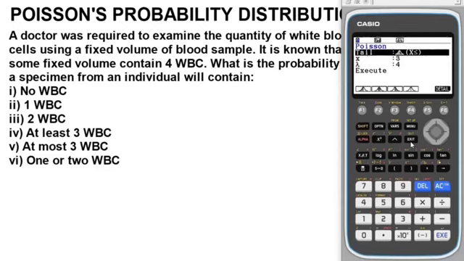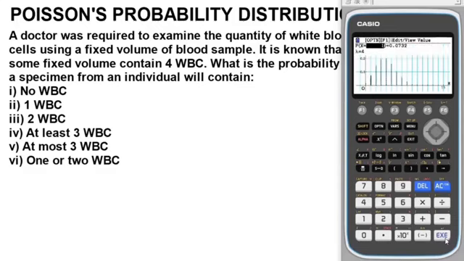So let's go back and do that of 1 white blood cell and 2 white blood cells again. Remember, I'm going to work with the equality sign for it, so press F4 for it. Go ahead and put 1 to get the result. Press execute again. We have it to be 0.0732.